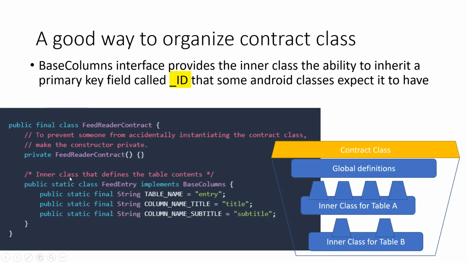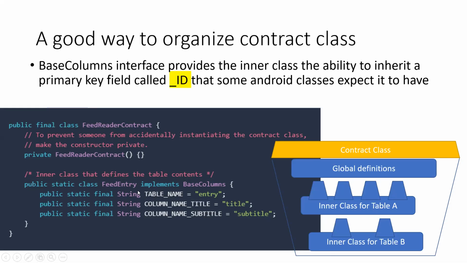Then, after the global definitions, if you have certain constants which are global, we talked about constants for representing the table, the columns, and the URIs. Those constants can be placed at this place, at the root level. After that, we talked about having some inner classes. This is the class that we were talking about. For example, here we were talking about a feed entry table.